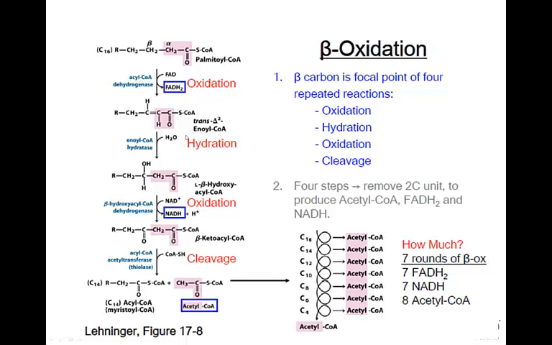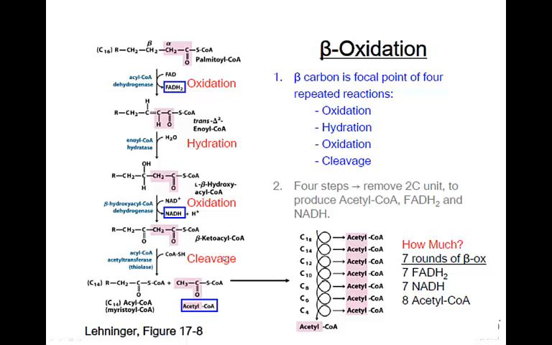The next step is going to be a hydration reaction. Enoyl-CoA hydratase is going to add water to our enoyl-CoA, and we're going to get beta hydroxyacyl-CoA. Our alpha carbon gained 1 hydrogen. The beta carbon gained this hydroxyl group. The next step is also going to be an oxidation reaction. Beta hydroxyacyl-CoA is going to be converted to beta ketoacyl-CoA, and this reaction is catalyzed by beta hydroxyacyl-CoA dehydrogenase, and we're also going to generate 1 NADH.